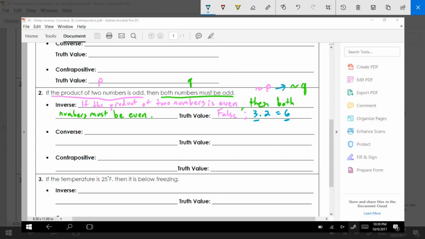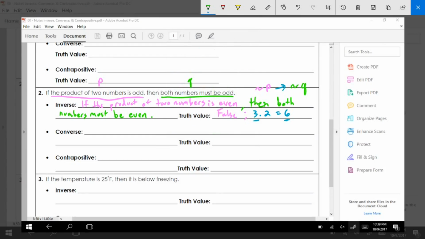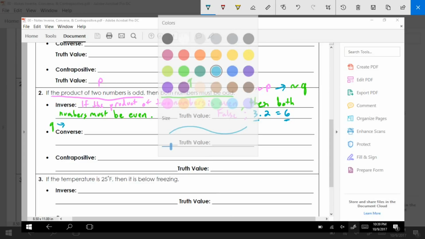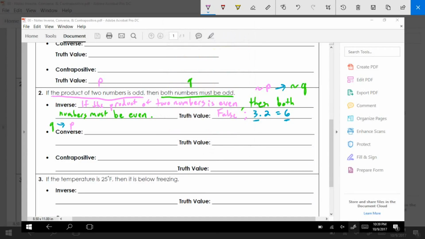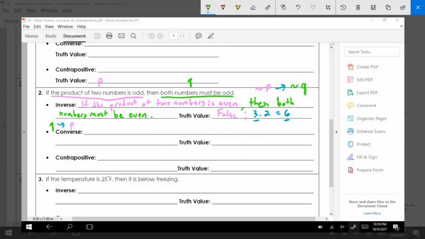Let's go to number 2, the converse. Remember, to get the converse, we're going to switch the hypothesis and conclusion. So instead of if P then Q, we're going to go if Q then P. All right, let's look at Q first. Q was both numbers must be odd. So if both numbers are odd, then where's P? The product of two numbers is odd. So then we just write it exactly how it is.